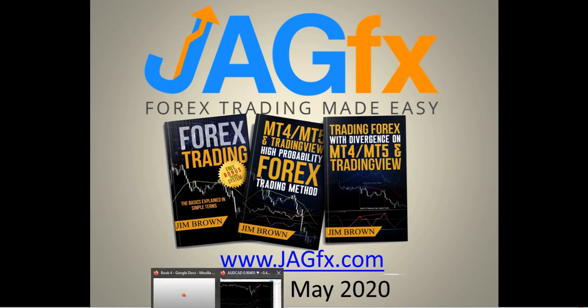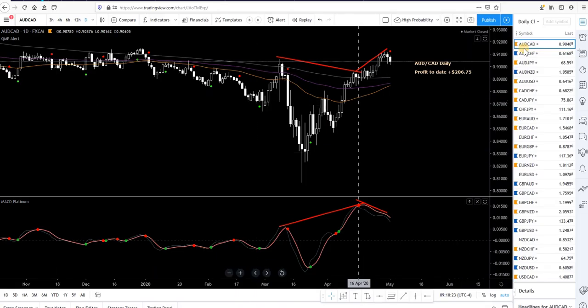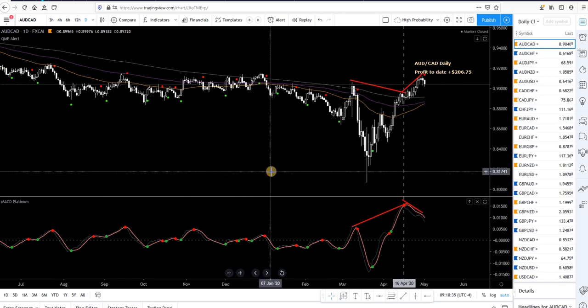What are we looking for? TradingView. All right, this is my daily charts, my watch list on the right here, all the pairs I'm trading. They're all daily charts, as I said. This is the high probability method. I'll just bring this in a bit because I've got it zoomed out.